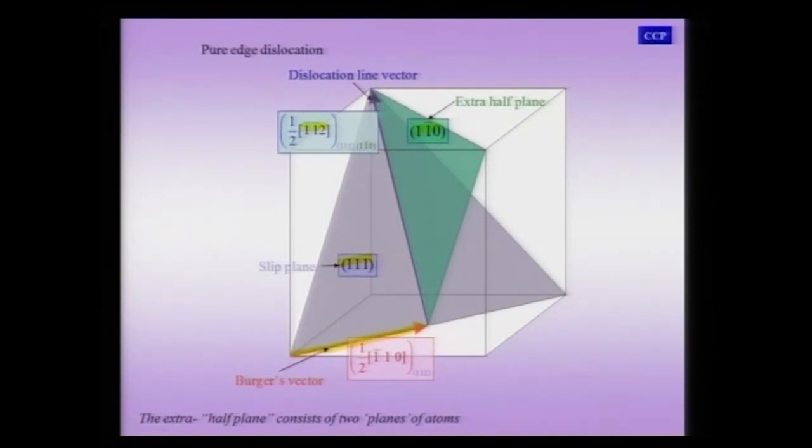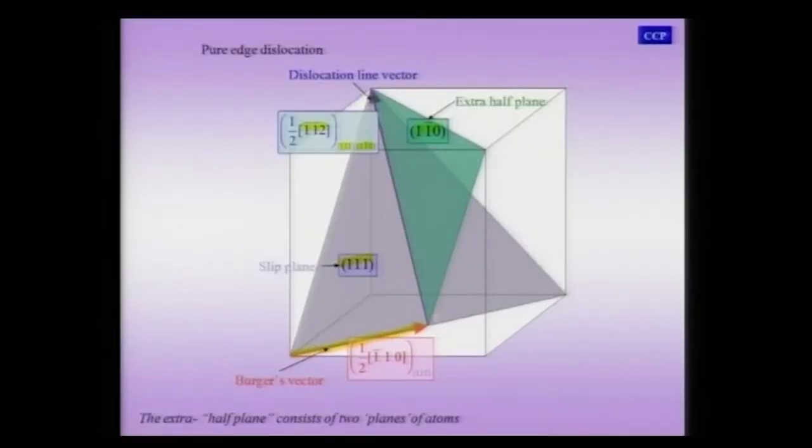Therefore, this ⟨112⟩ is contained in the {111} plane and the {110} plane. So, the {110} plane being the extra half plane, and the slip plane being the {111} plane, the intersection of the two is my line vector for the edge dislocation. This diagram shows you the geometry of the extra half plane for a full dislocation in the cubic close packed crystal.